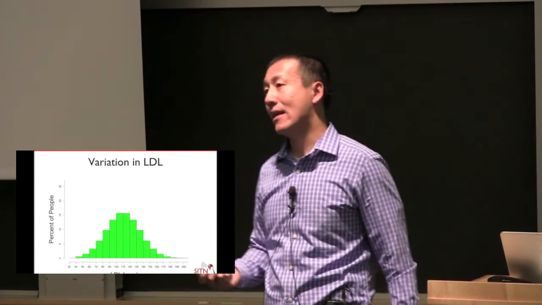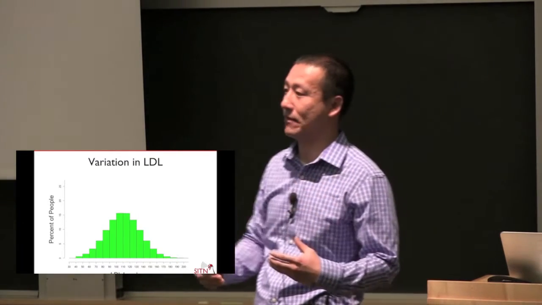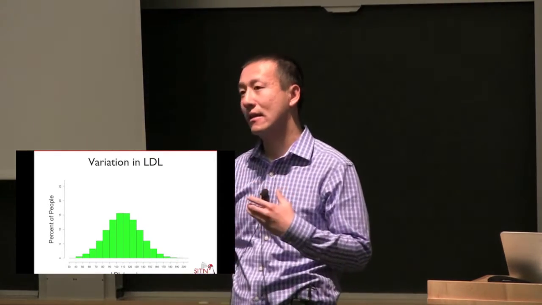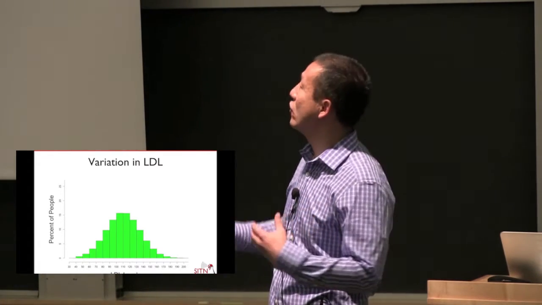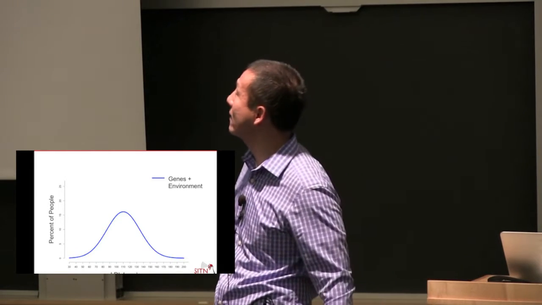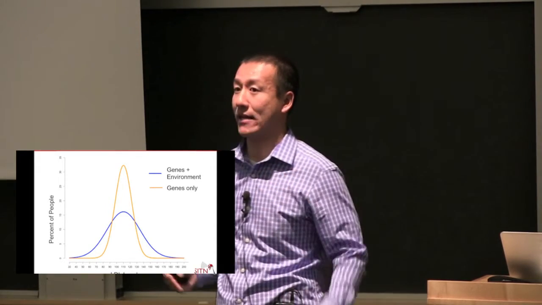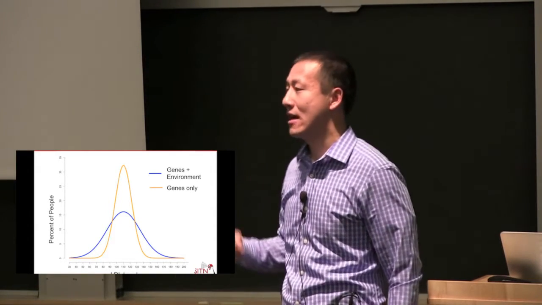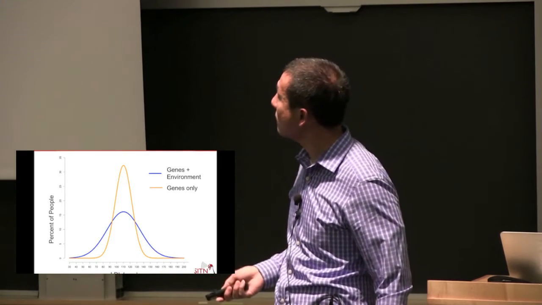So if we had the case that everyone had the exact same environment, so everyone had the exact same diet, lived in the exact same place, exercised exactly the same, and the genetics were the only thing that were important, the genetics only contribute to half the variability. So this curve would be about half as wide. Many more people would be near the center, and the width of this curve would be cut in half, because half the variation in the population is contributed by the genetics and half by the environment.